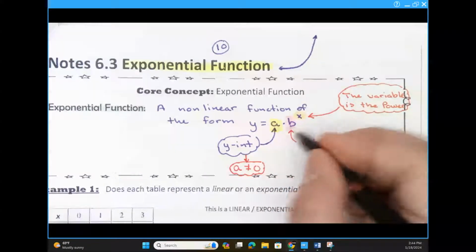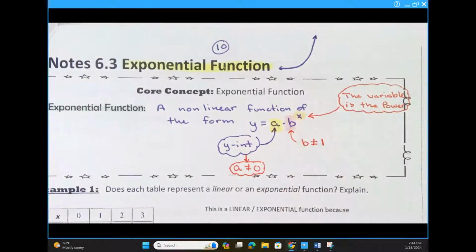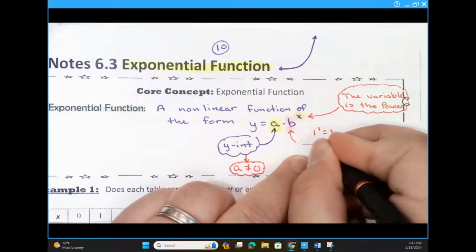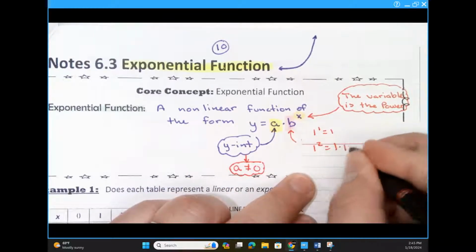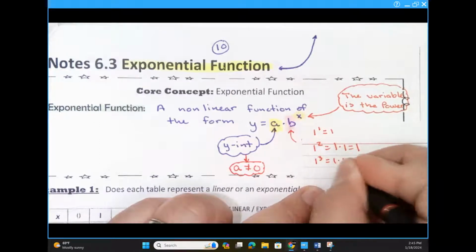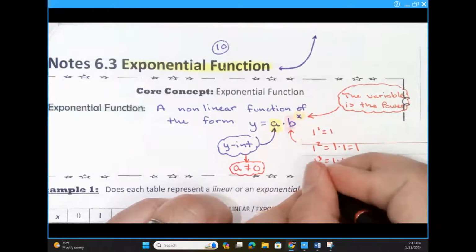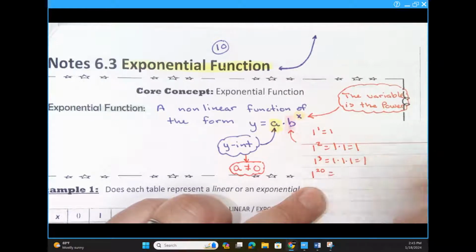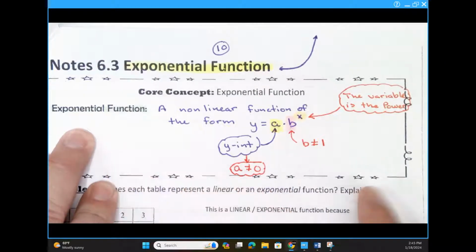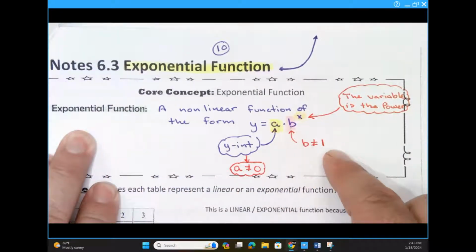See, think about it. 1 to the power of 1 is 1. 1 to the power of 2 is still 1 because it's 1 times 1, so it's 1. 1 to the power of 3 is 1 times 1 times 1. Well, guess what? It's a 1. Anything with a base of 1, look, 1 to the power of 20, still a 1. That's why this concept of an exponential function doesn't work if the base is 1.